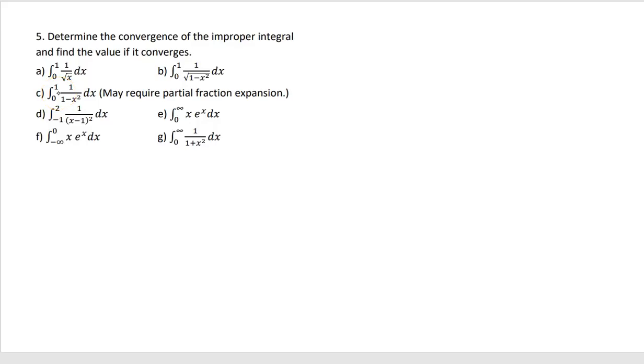Determine the convergence of the improper integral and find the value if it converges. Okay, question A, we have the integral from 0 to 1 of 1 over square root of x dx.